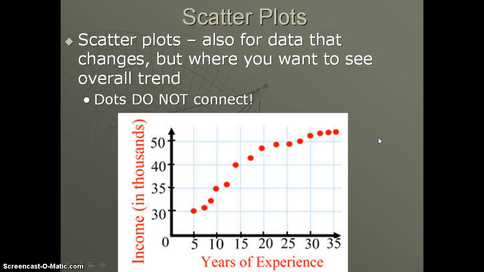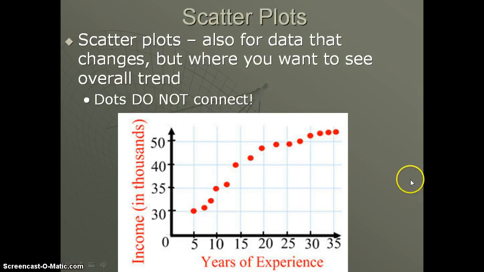Scatter plots, which we will be doing most often in this class, are also for data that changes, but it's where you want to see the overall trend. So the dots do not connect. So basically, what is the overall trend here? Well, the overall trend is that the more years of experience that are had, the greater income is earned. And then it looks like if you start working a whole lot, your income is not going to go up a lot from year to year.